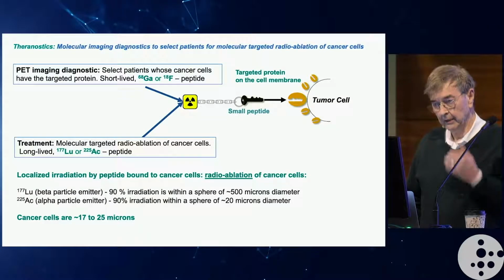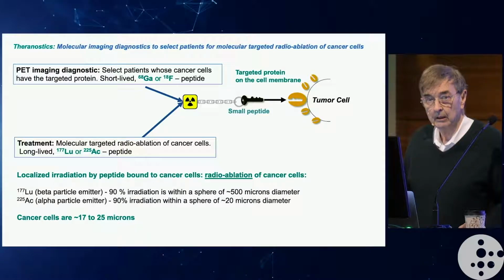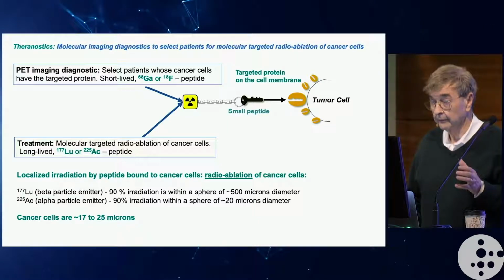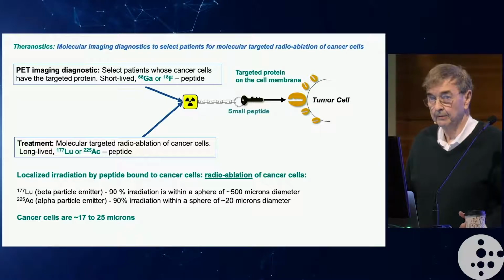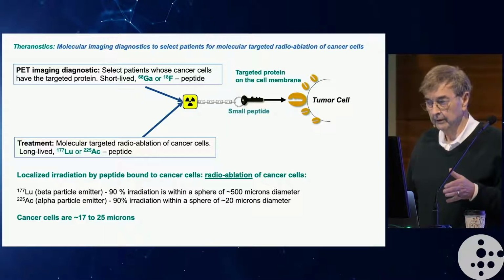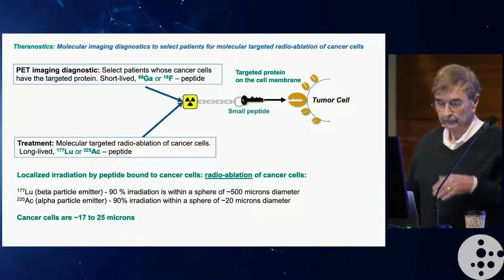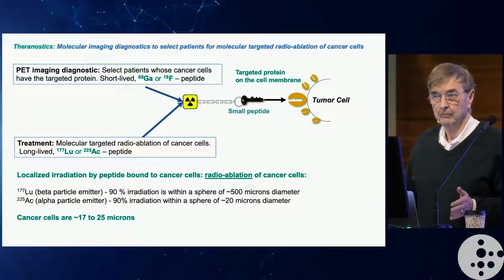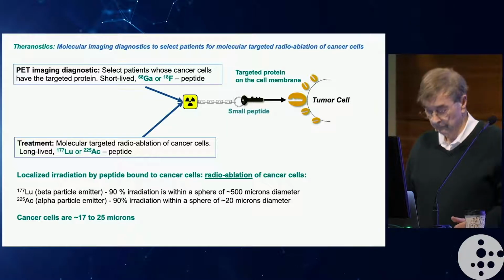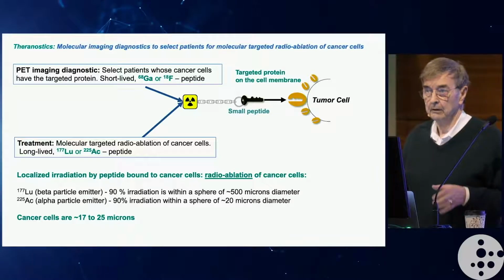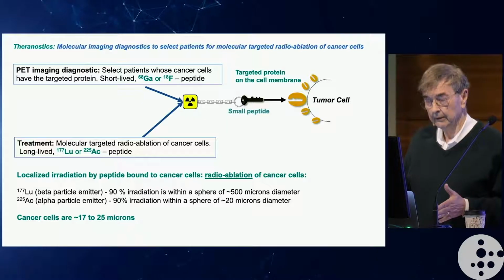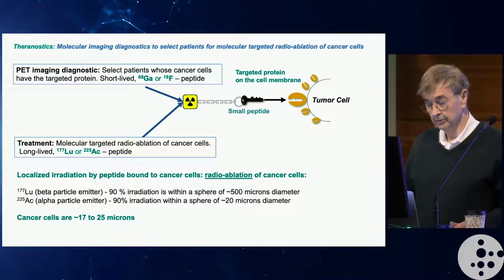50% of all cancer patients get external beam radiation therapy, so it's accepted and effective. So the way it works is we'll label, and I'm going to focus on small peptides today, the peptide with F18 or gallium. They're positron emitters, so we can image the peptide and assay it and do the kinetics in the body. Or we'll switch the label on that same peptide to either lutetium-177 or actinium-225. They're long-lived, either beta particle or alpha particle emitters. So they'll radioablate the cells that the peptide is bound to.